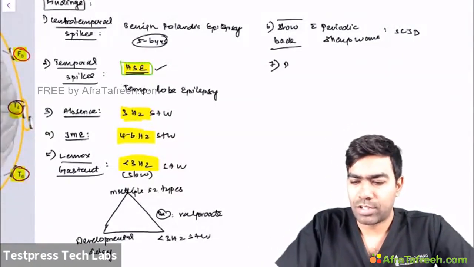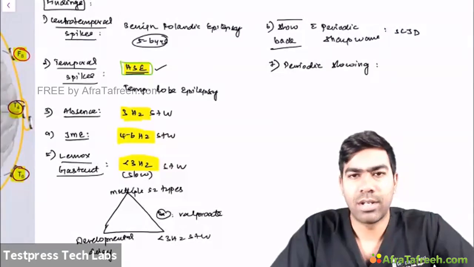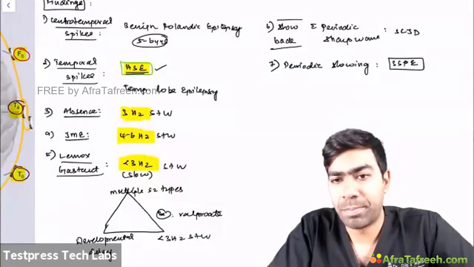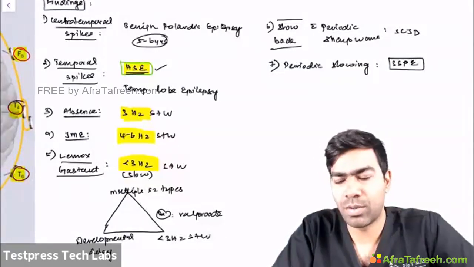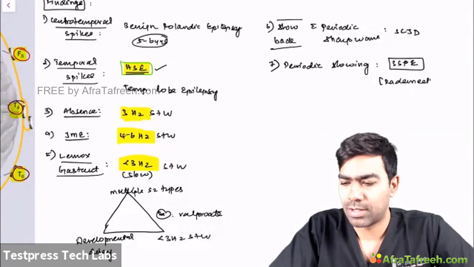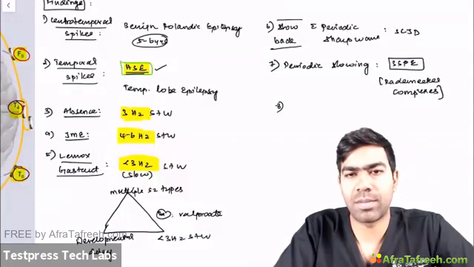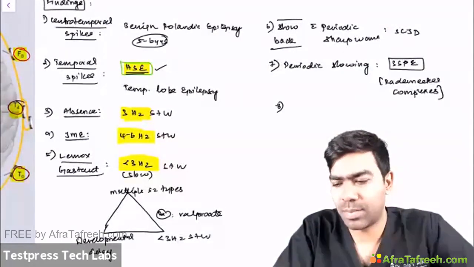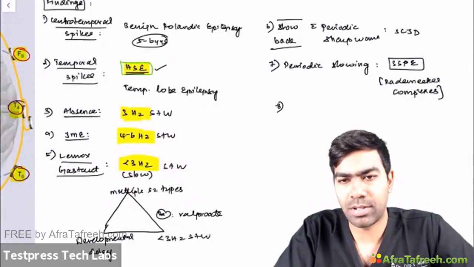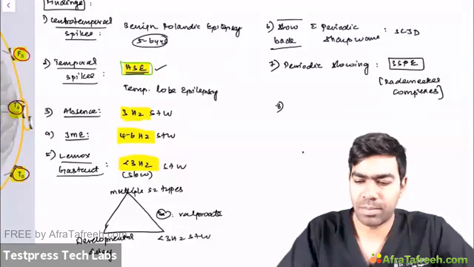Then we have the periodic slow waves. So instead of periodic sharp waves, you're having a periodic slowing. And this is typical of SSPE, that is subacute sclerosing panencephalitis. That's called a periodic slowing in subacute sclerosing panencephalitis, also referred to as Radermecker complexes. These are some form of questions that have been asked already. So Radermecker complexes are a characteristic feature of subacute sclerosing panencephalitis, which is typically seen in the setting of post-measles complications. After 15-20 years after getting measles, you can develop this SSPE, subacute sclerosing panencephalitis.